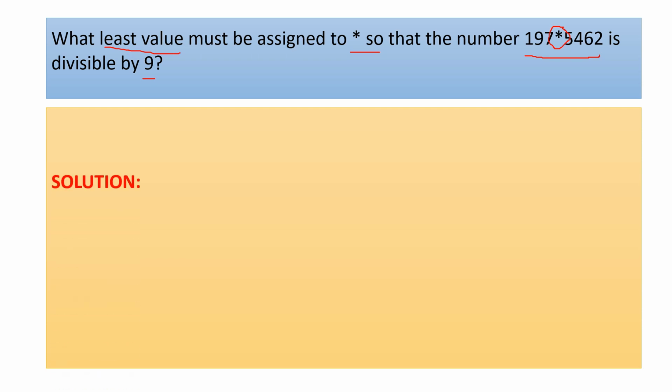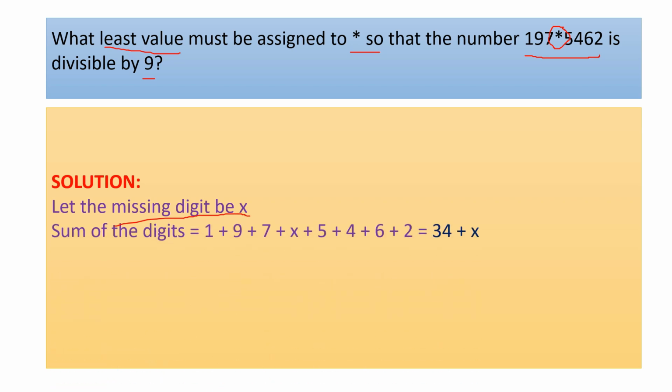So let's get into the solution. I'm considering the missing digit as x. To find whether the given numeral is divisible by 9, first we have to find the sum of the digits in that numeral. The sum of the digits is 197 plus x plus 5 plus 4 plus 6 plus 2, which is 34 plus x. The sum of the digits should be divisible by 9 so that the given numeral is also divisible by 9.